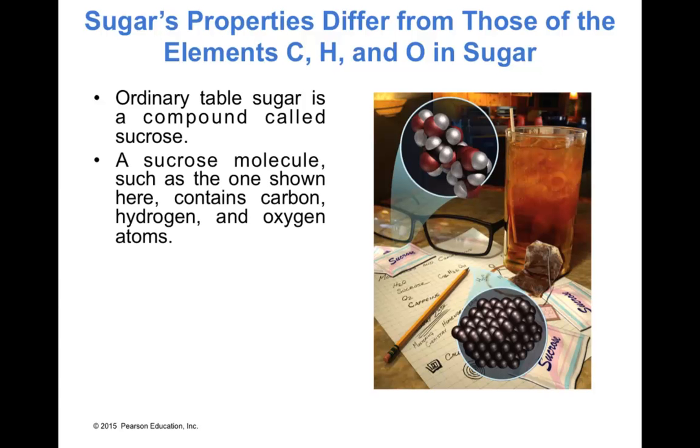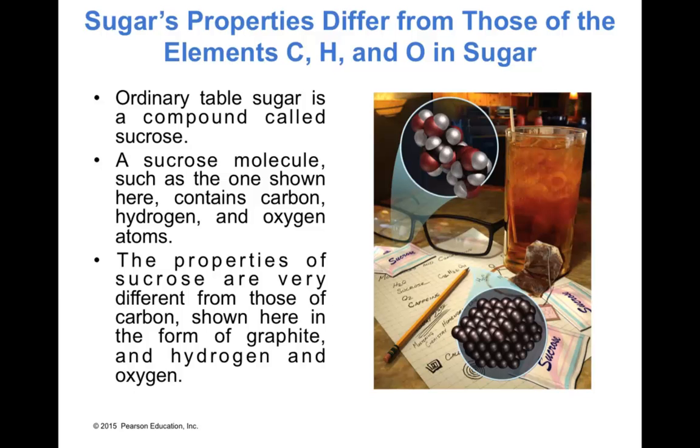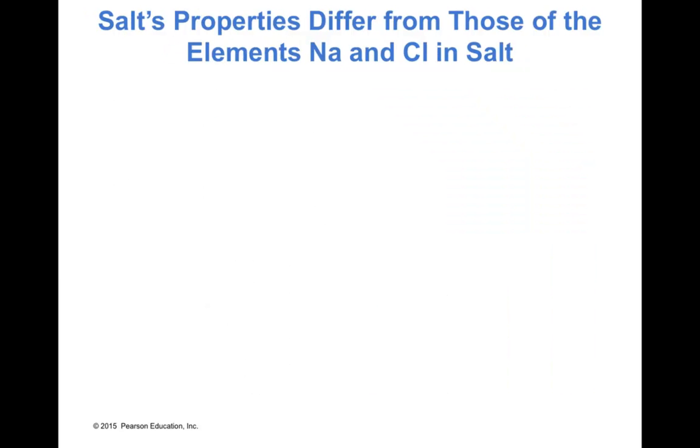A sucrose molecule, such as the one shown here, has carbon, that is the black sphere, oxygen, and also hydrogen. So sucrose, the table sugar, is composed of all those three atoms. Now, the properties of sucrose are very different from those of carbon, shown here in the form of graphite, and hydrogen and oxygen. So the properties of sucrose are totally different from the properties of carbon, hydrogen, and oxygen themselves. The same happens with salt.